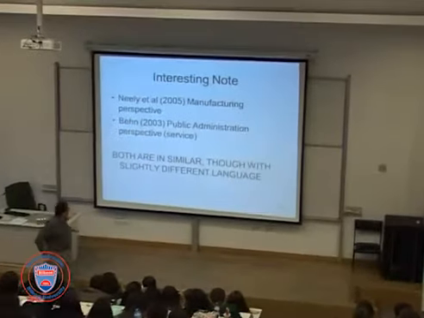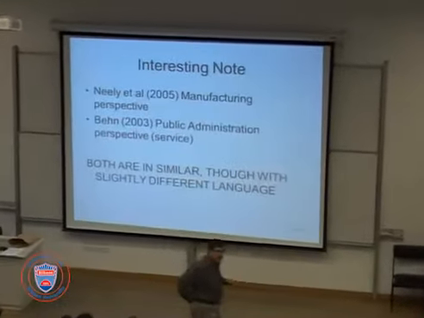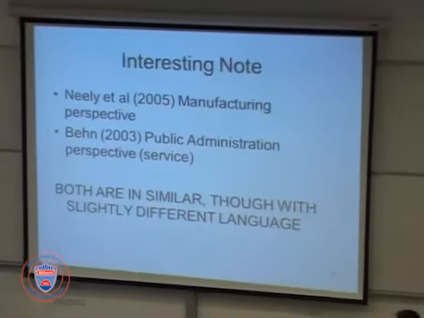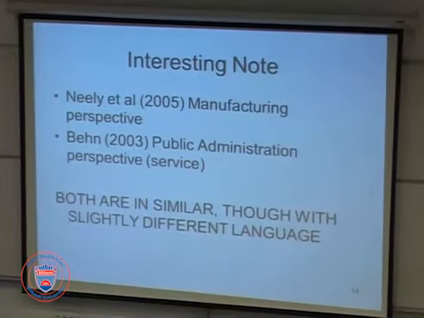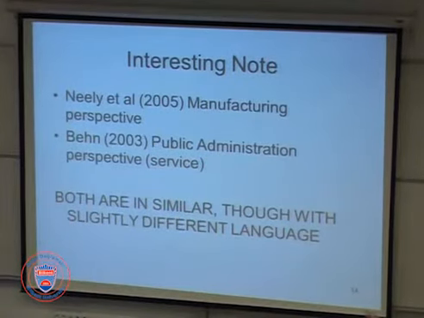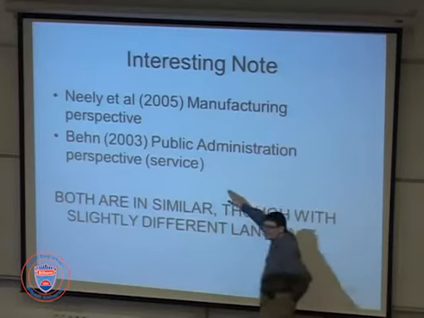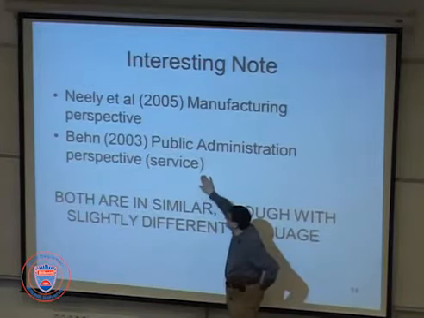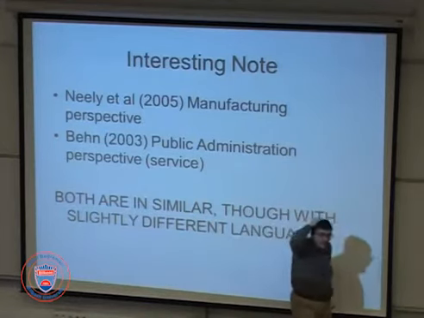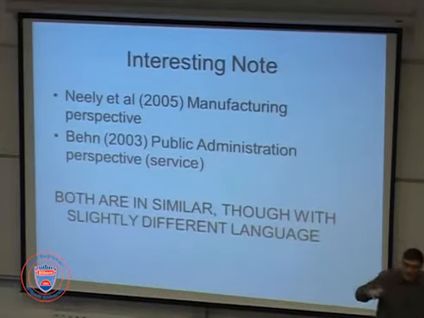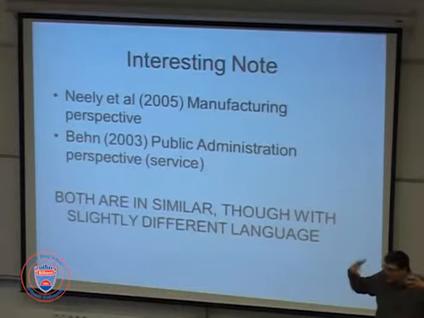For example, in nearly 2005, this is also another perspective. Now, if you look at these 2 papers, these are the papers that I want you to read carefully. The second paper uses a public administration perspective. It's basically a service type of paper. The first one takes a manufacturing perspective. In other words, although we have manufacturing, service, and so on, most of the concepts are very similar.